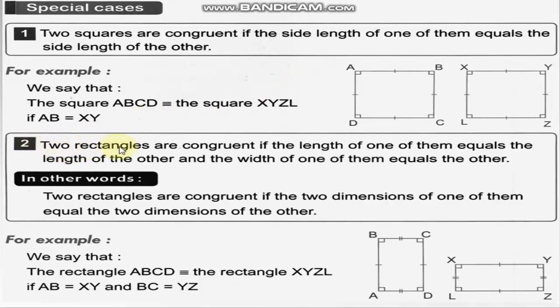Number 2. The two rectangles are congruent if the length of one of them equals the length of the other and the width of one of them equals the width of the other. In another way, the two rectangles are congruent if the two dimensions of one of them equal the two dimensions of the other. For example, we say that the rectangle ABCD is congruent to the rectangle XYZL if AB equals XY and BC equals YZ.